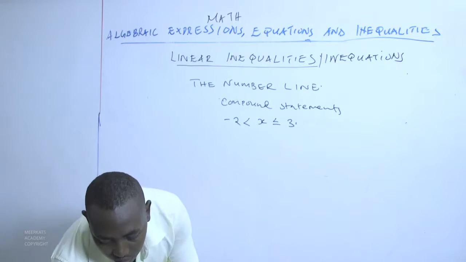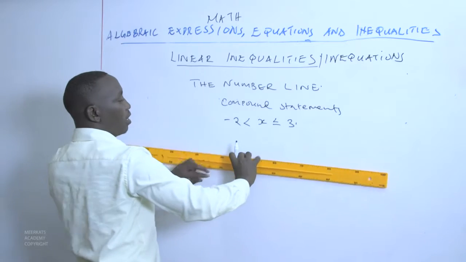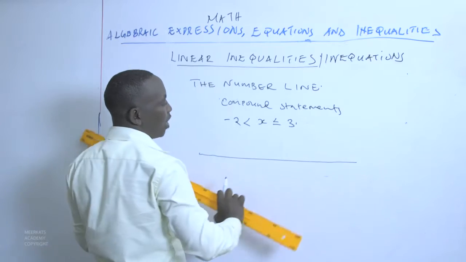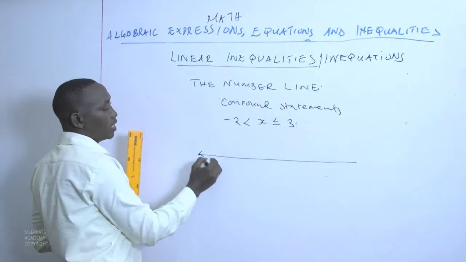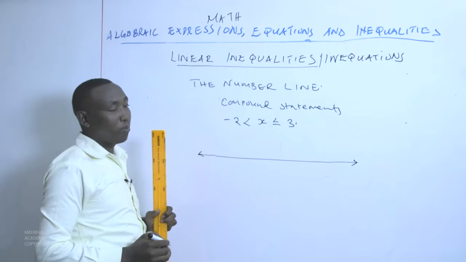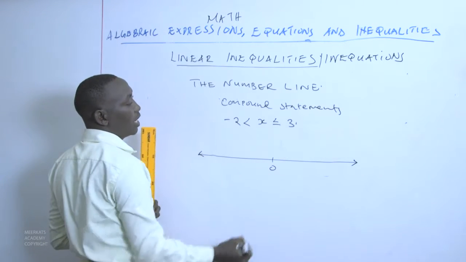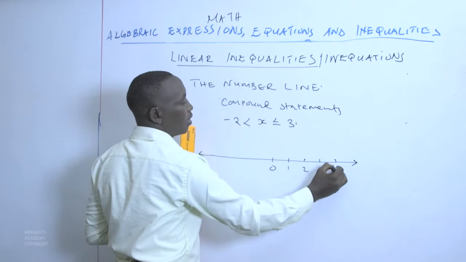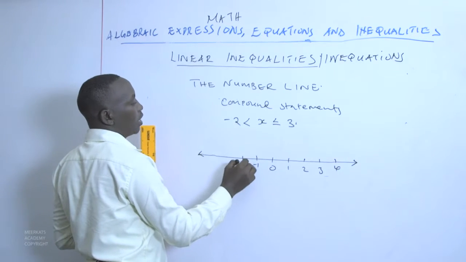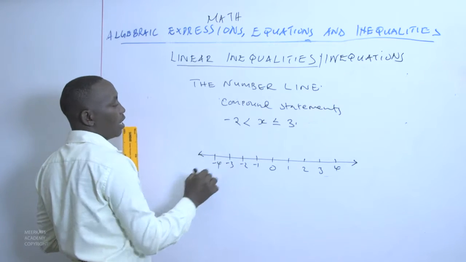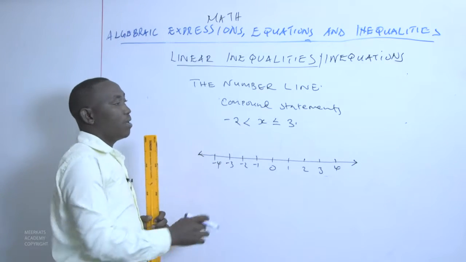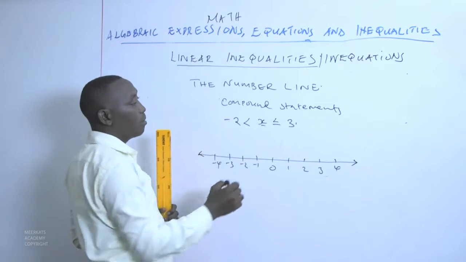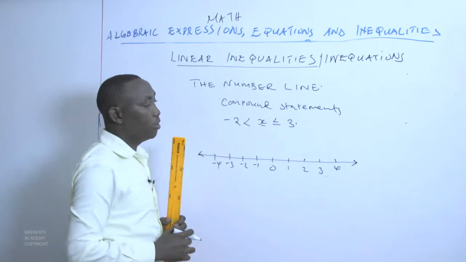So again, if you are to represent it on the number line, you'll draw your number line. We have said for it to be a number line, you must have arrows on both ends. It must have a 0. We must have numbers on the right hand side and also numbers on the left hand side, which are negative. Now we've been told that x is greater than negative 2, and at the same time x is less than or equal to 3.